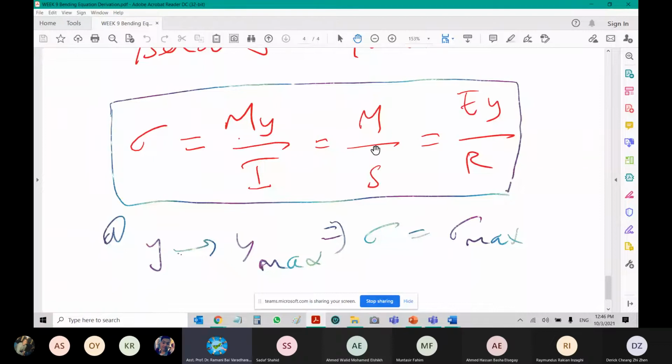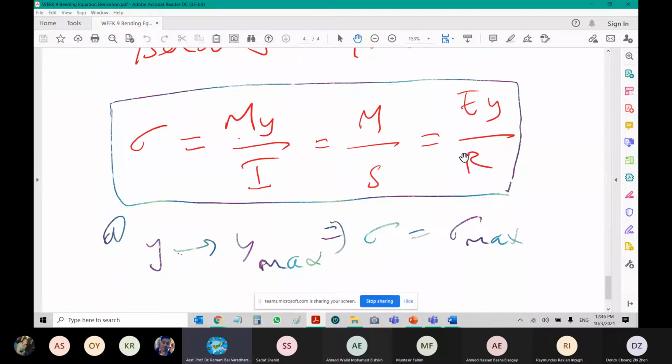Similarly, M is also the bending moment, the couple that is causing the deformation. This is the sectional modulus, okay? Sectional modulus is sometimes given in the equation or you have to find it out. This is again a formula relating these: S is equal to I over y, if you just bring it down. S will be I over y, right?